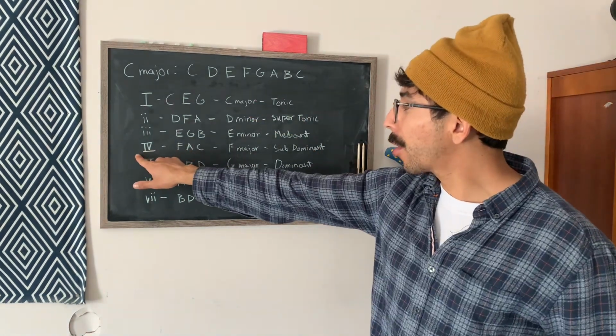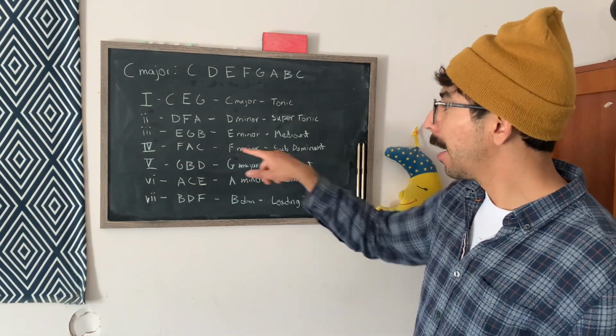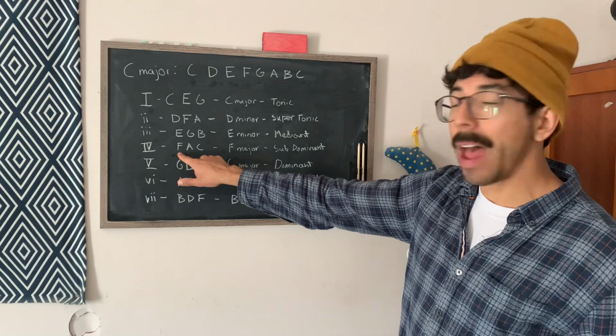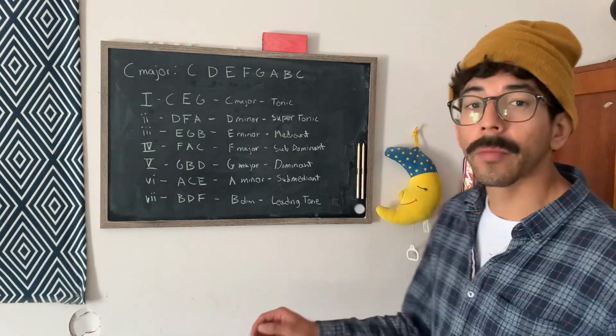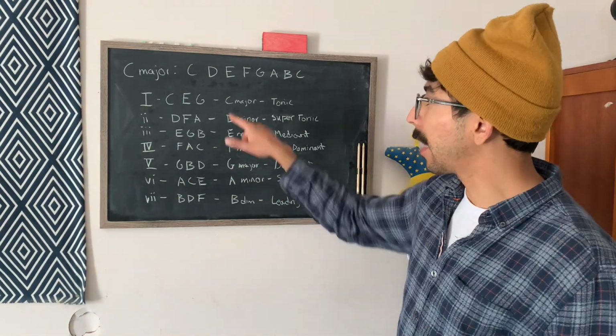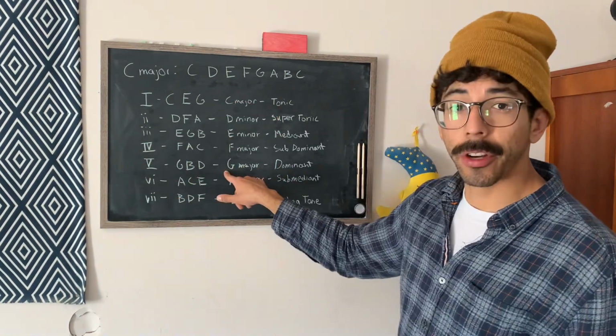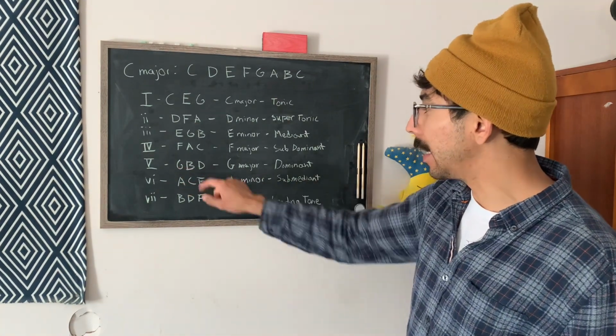This is the 4 chord, or F major, also known as the subdominant, and this is built from F, A, and C from the C major scale. The next chord is the 5th chord, or the dominant. In the key of C it would be G major, and it is built from the notes G, B, and D.